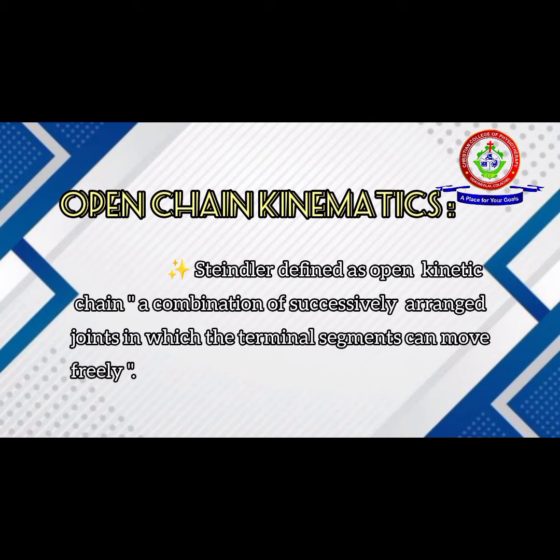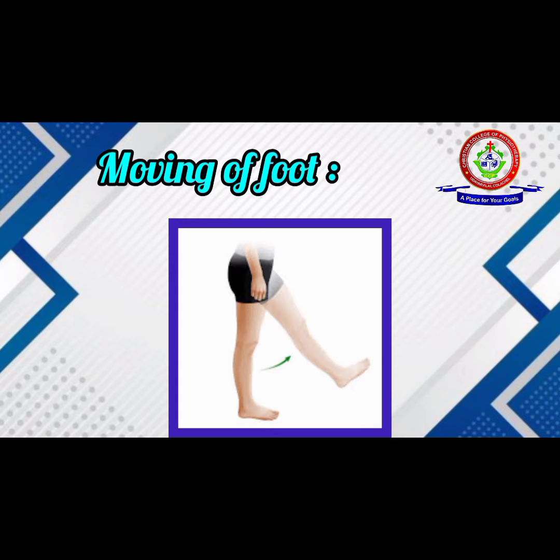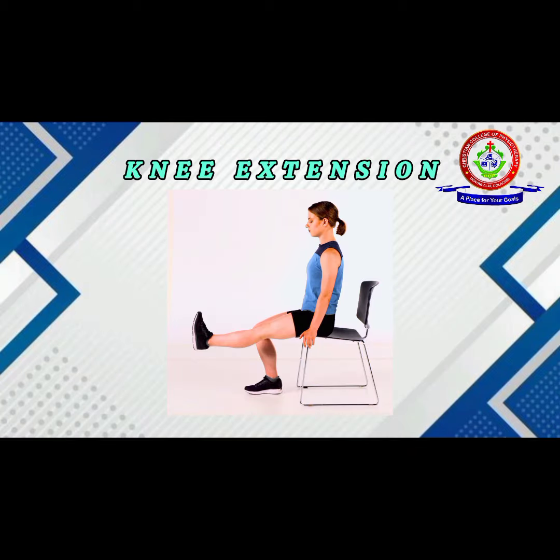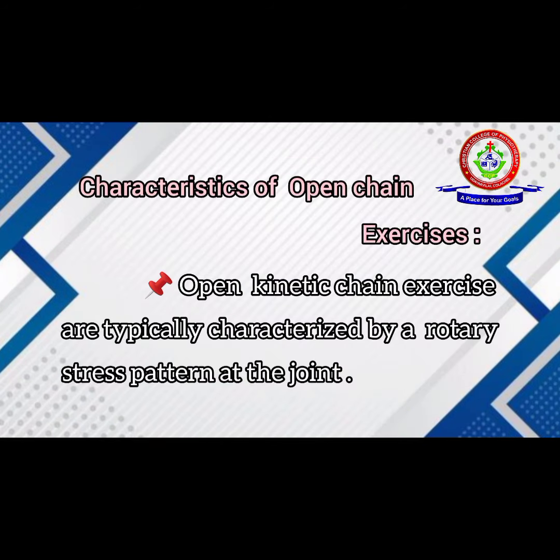Strictly defined, an open kinematic chain is a combination of successively arranged joints in which the terminal segments can move freely. Thus, the distal segment of the extremity is free to move in space. For example, waving a hand, moving the foot during the swing phase of gait, or doing a seated knee extension. Let's see the characteristics of open chain exercise.